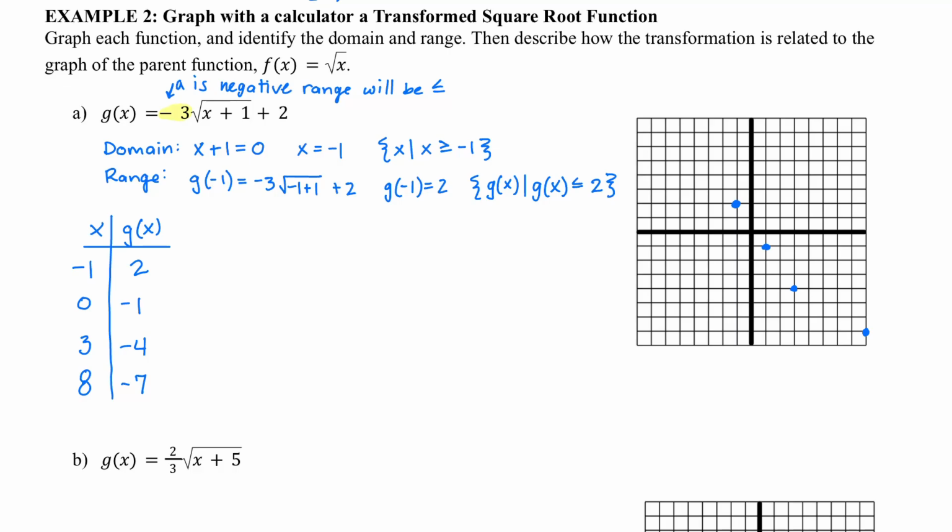Oh, and it looks like I accidentally misgraphed the second one here, so make sure you edit that if you were following along. I misgraphed 0, negative 1. I put it at 1, negative 1, so we want to make sure that we have that at 0, negative 1. And then we're going to do our very best to connect these dots with a smooth curve. There we go. So our graph is going to look something like this.